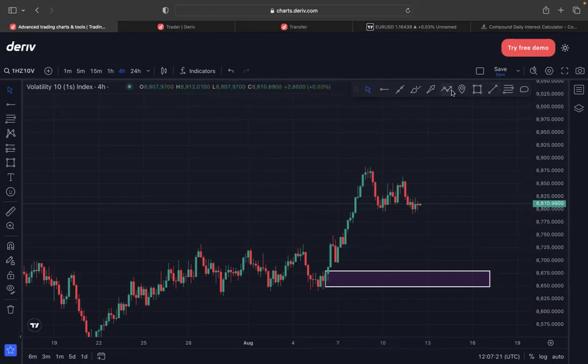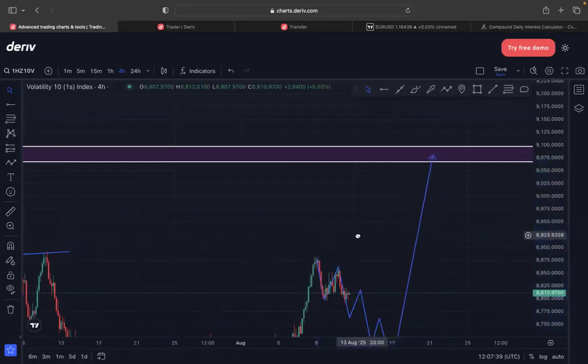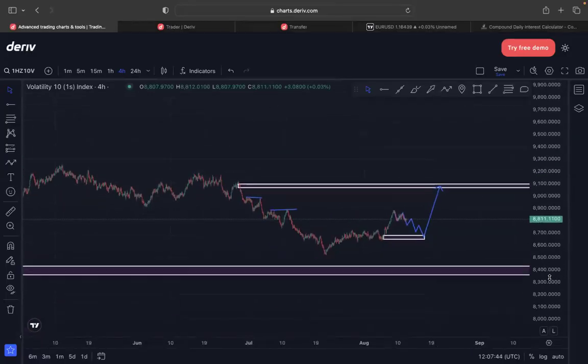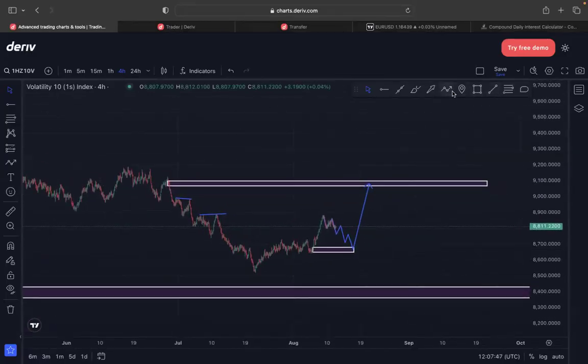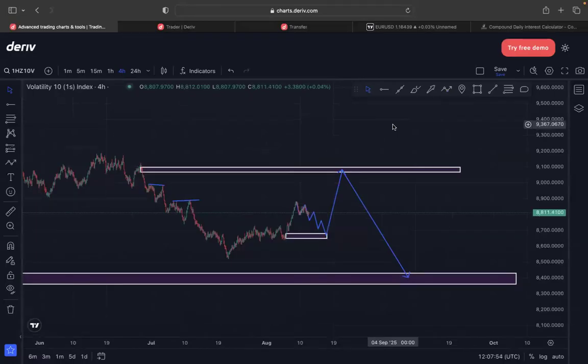So we expect this to give us a temporary downtrend, lower low, lower high. We're expecting a temporary downtrend to this level before we see a push to the upside to this level. And then what are we overall expecting? This to then come back to this level. This is what we're expecting to see in volatility 10-1x index.